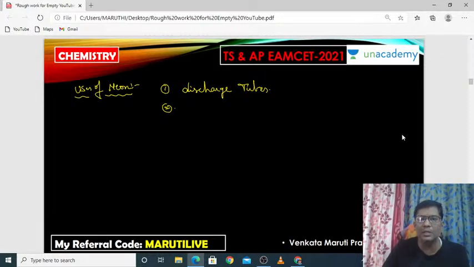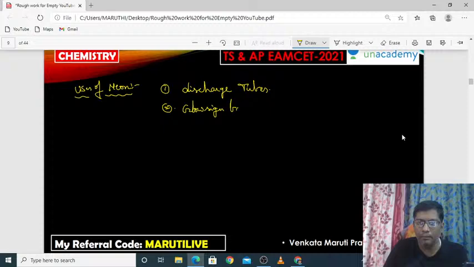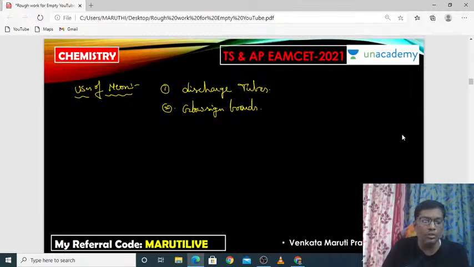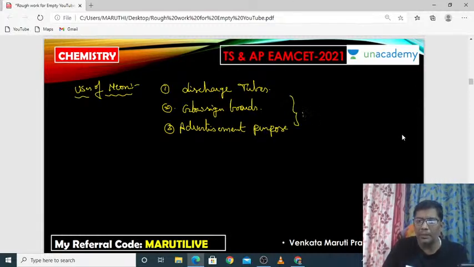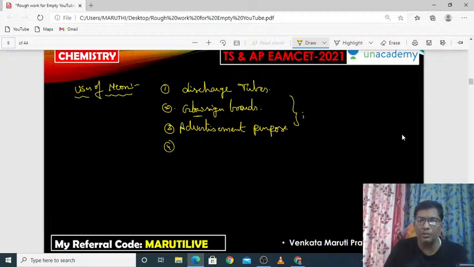Discharge tubes, where do we use them? Now there are neon advertisement boards, or glow sign boards. In the glow sign boards also, we can use this neon. For advertisement purposes, we are using these glow sign boards. In that glow sign boards, we have to fill the entire bulbs with neon. So that is the main advantage of the neon, the main use of the neon.